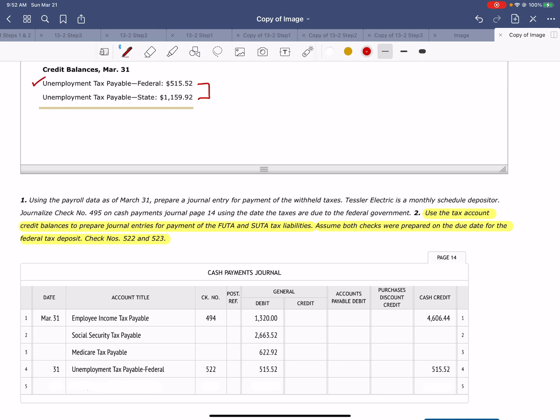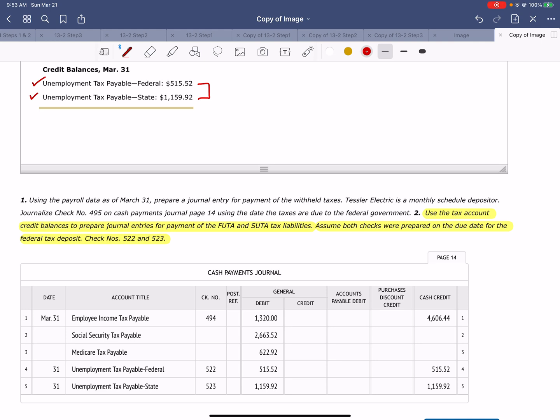So now we've taken care of that one. We're going to go on to the state. And again, we're going to do the same thing. We're going to pay the liability, the amount we've collected, to the state. The date is the 31st. The account title is unemployment tax payable state. The amount we owe, we're going to reduce this liability, $1,159.92. We'll credit the same amount to cash, and we'll write out check 523. And now we have recorded that.